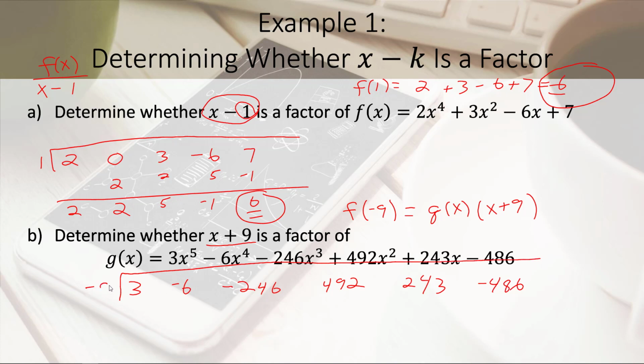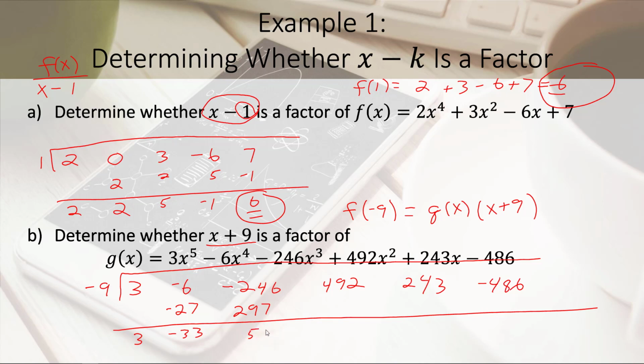so we're going to put a negative 9 here. Okay, so we can draw our line down here. We can bring our 3 down, and we have negative 9 times 3 is negative 27. And this will add to negative 33. Negative 9 times negative 33 is positive 297. Okay, and then we do the addition here, we will have a positive 51.